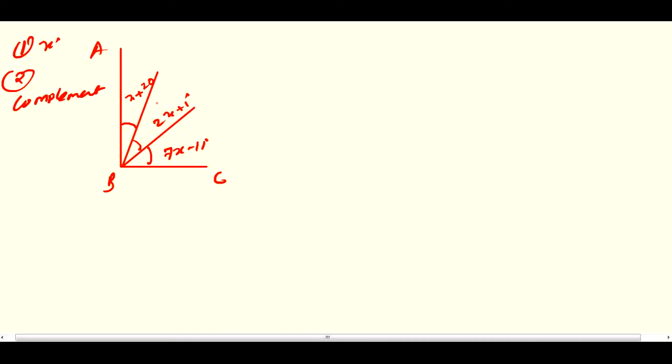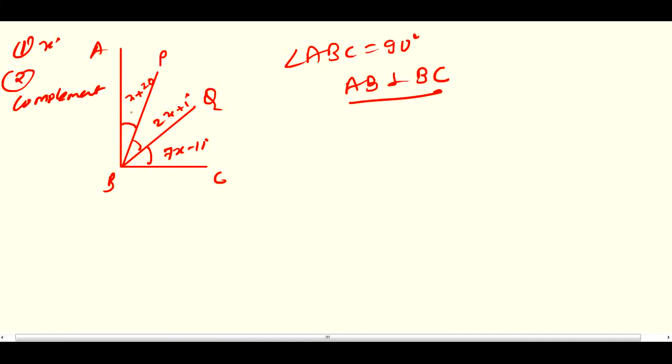So first, let this be P, this be Q. Now we have a 90 degree angle here, ABC. Angle ABC is 90 degrees because it is given in the question that AB is perpendicular to BC. Now we have three angles here.